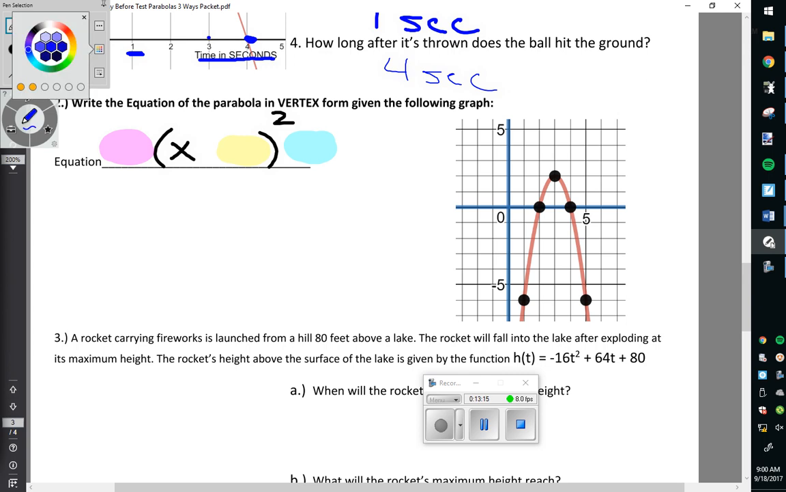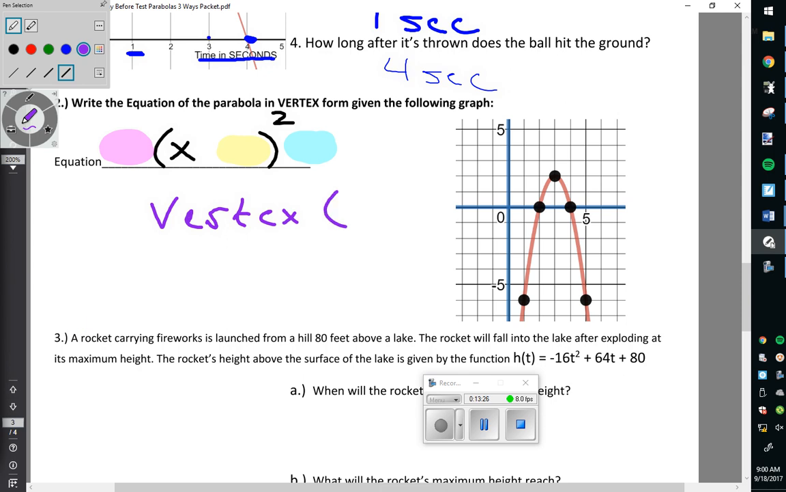Those 3 things. If I know those 3 things, then I can figure out what my parabola is going to look like. So the first thing we're going to do is find the vertex. As you look at this one, Zelli, where do you think our vertex is here?